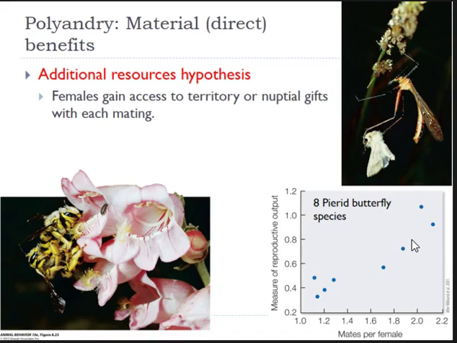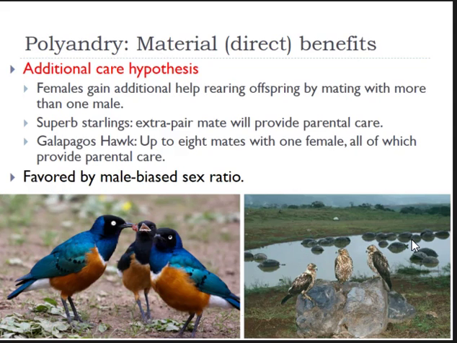All right, so they can gain additional resources by mating with more than one male. Another direct benefit they can get is they can gain additional care. And so we see this in a lot of species where by mating with more than one male, she may be able to get more than one male helping her in terms of producing offspring and providing parental care.